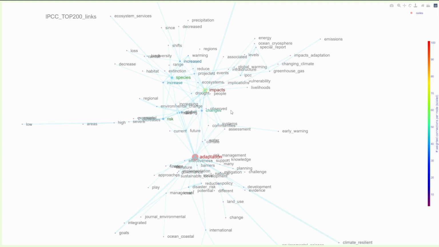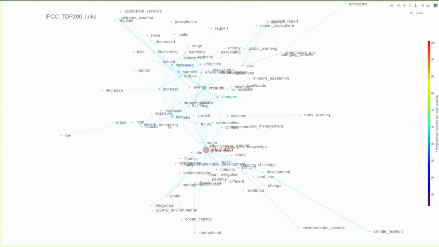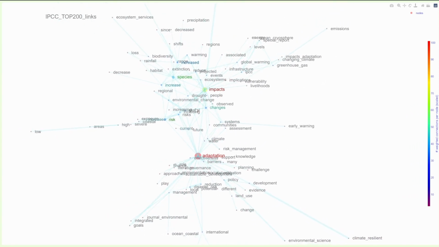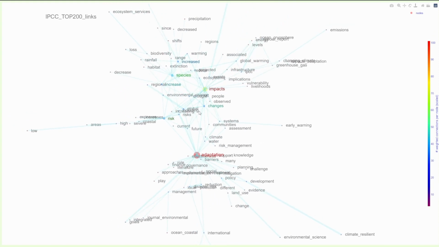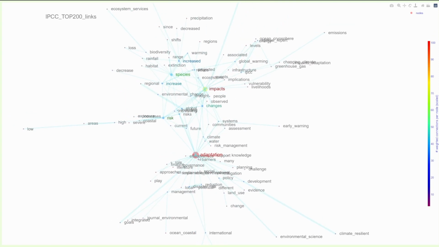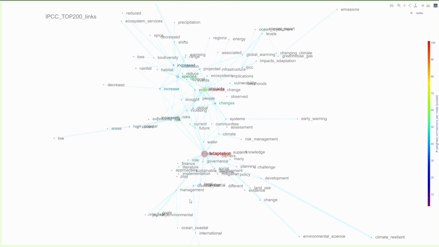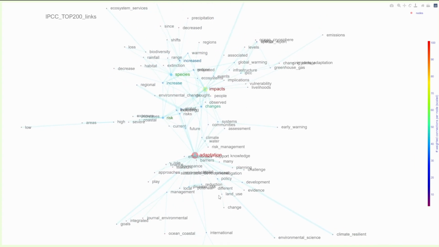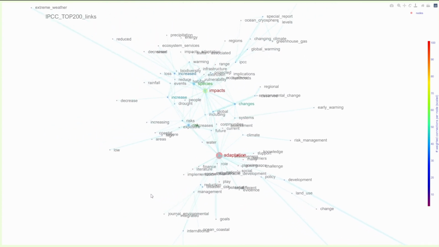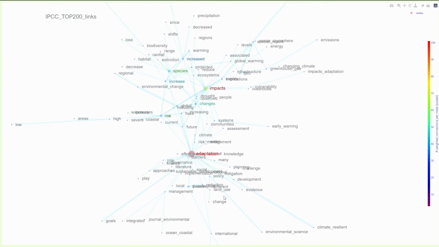And you see here again, we have here our impact. No, it's switched over, sorry. Now we have our adaptation. Let's start with this light cone here. Climate resilience, international. Now we have coastal as a new argument. The journals, the management, the land use, the evidence, the development. So we have a lot of different roles going on from this adaptation light cone.